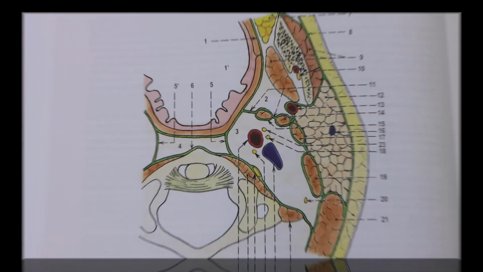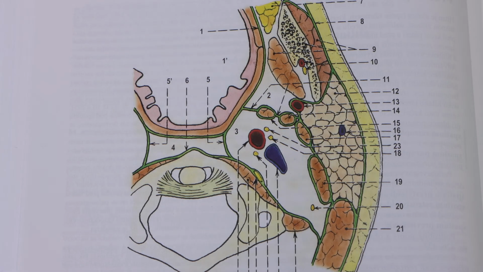Regarding the function of the pharynx, we classified it into three main groups. The pharynx plays a role in swallowing. The pharynx plays a role in respiration, it means breathing, and the pharynx also plays a role in phonation. So those are the main functions of the pharynx.